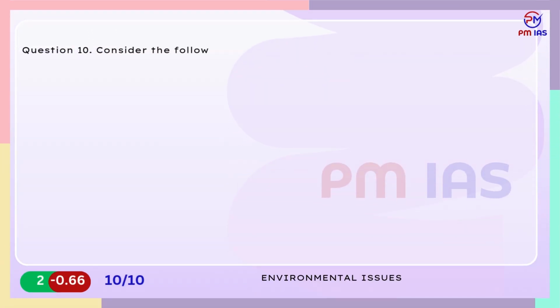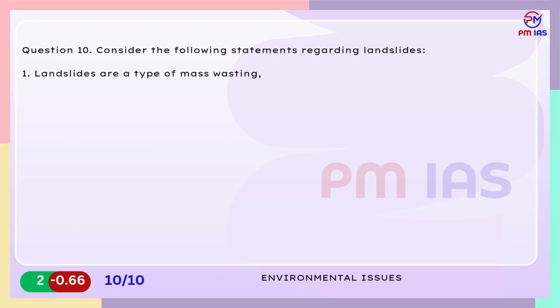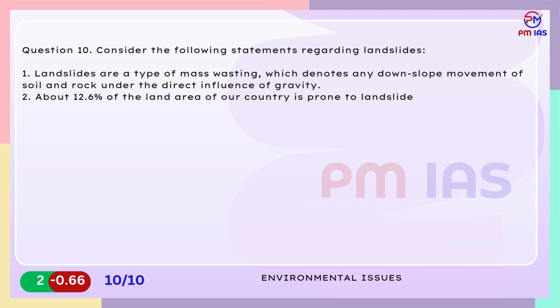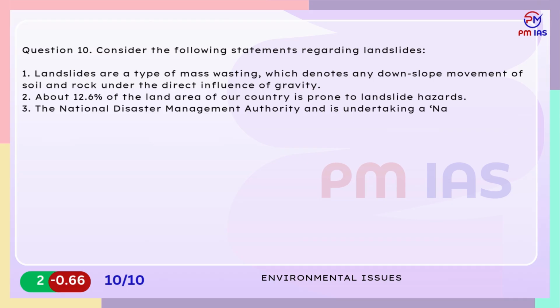Question 10. Consider the following statements regarding landslides. 1. Landslides are a type of mass wasting, which denotes any downslope movement of soil and rock under the direct influence of gravity. 2. About 12.6% of the land area of our country is prone to landslide hazards. 3. The National Disaster Management Authority is undertaking National Landslide Susceptibility Mapping in the country. Which of the statements given above are correct?